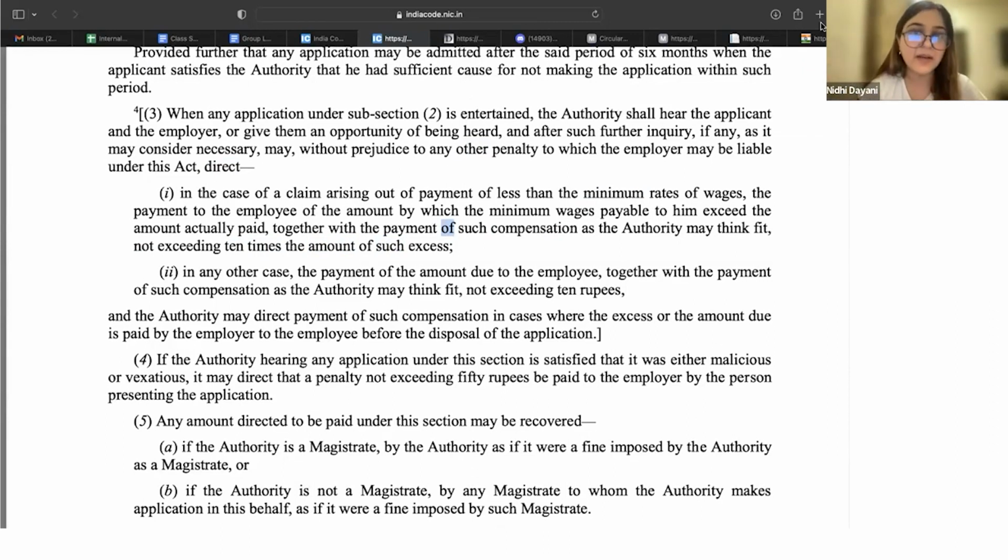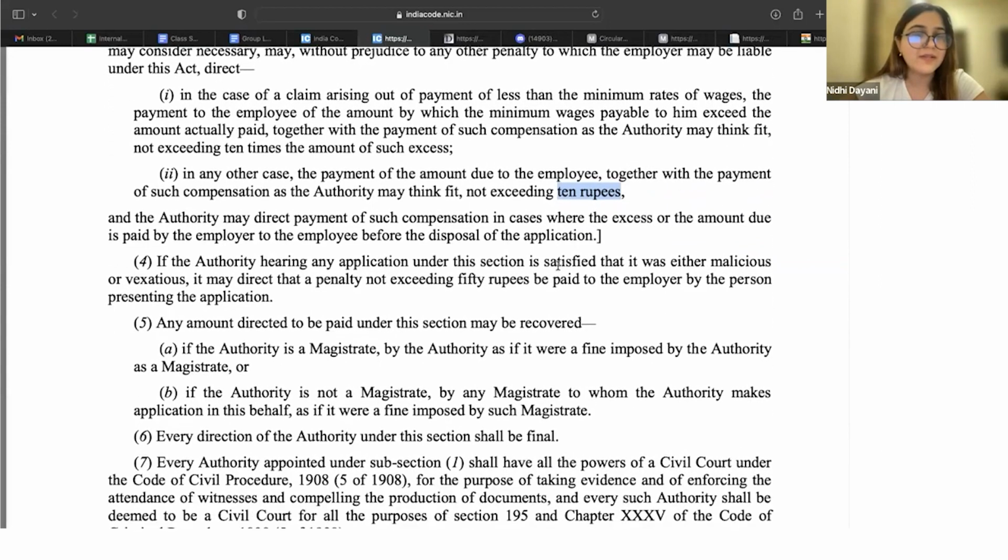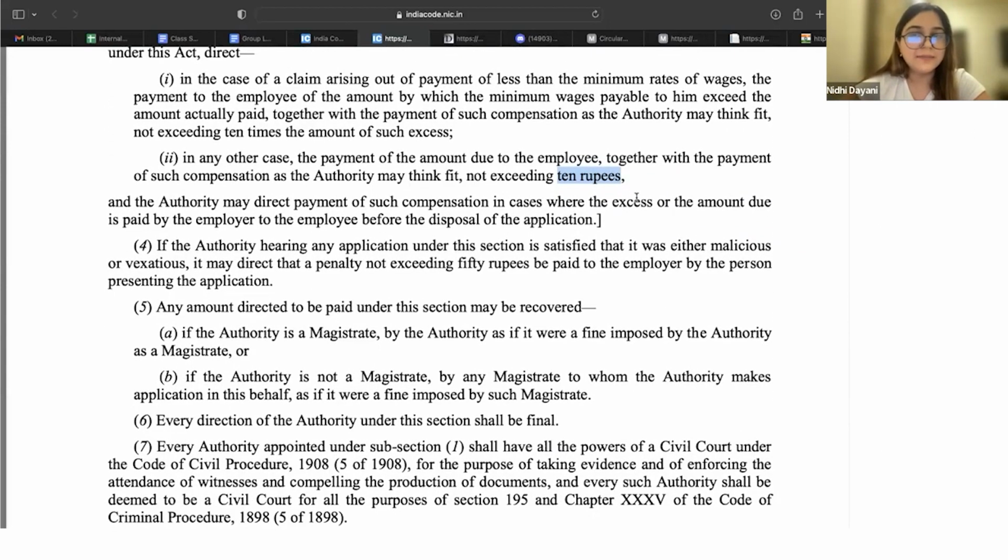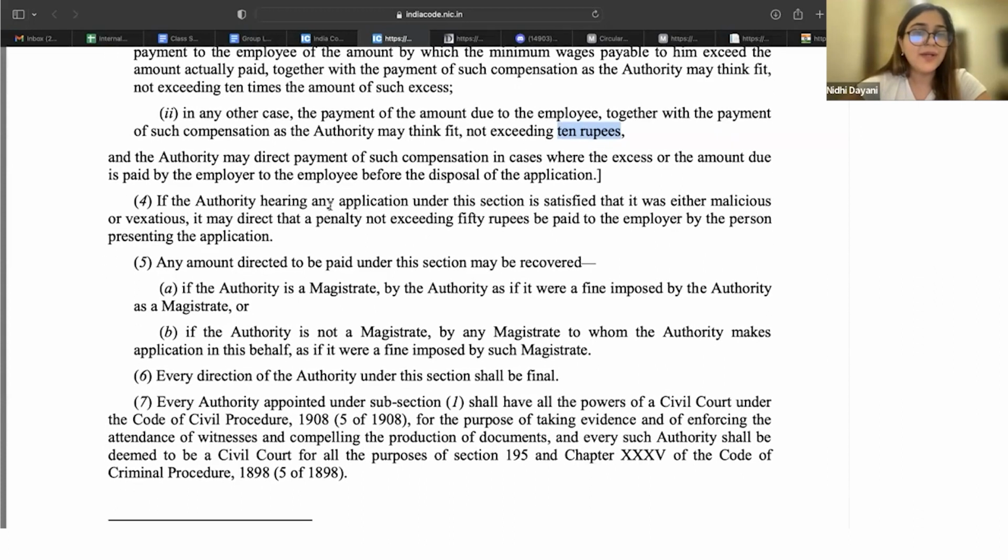So of course I will get the arrears of non-payment, and I can get a compensation of 10 times the amount if the authority feels that this act done by the employer was wrongful. Okay, if the authority on hearing the application under this section is satisfied that the employee is filing a malicious or vexatious application, then there can be a penalty on the employee which is 50 rupees, but check for your state notification. There could be modified penalty amounts for this section.